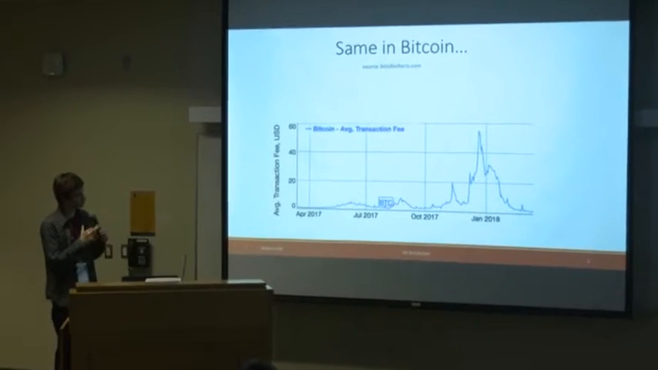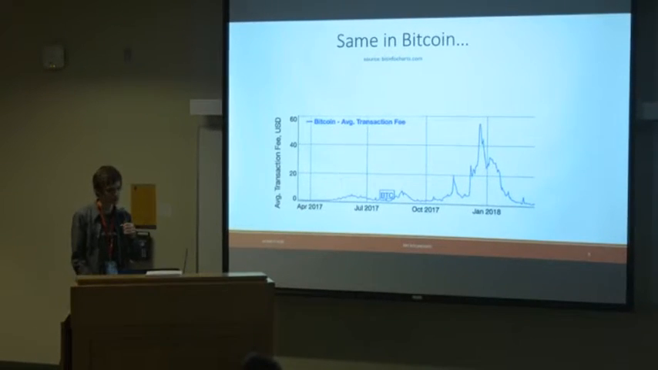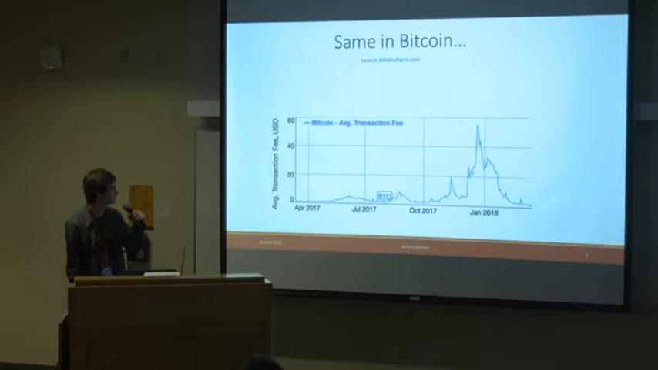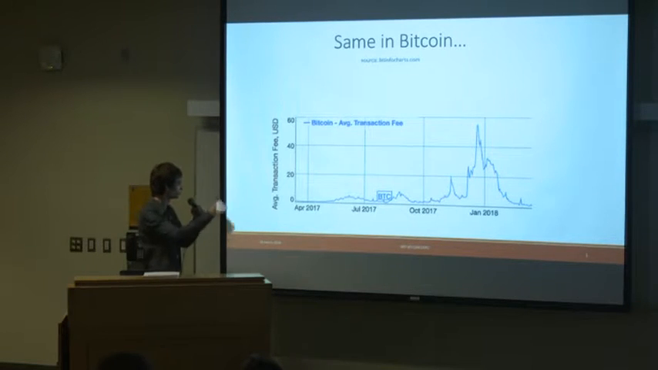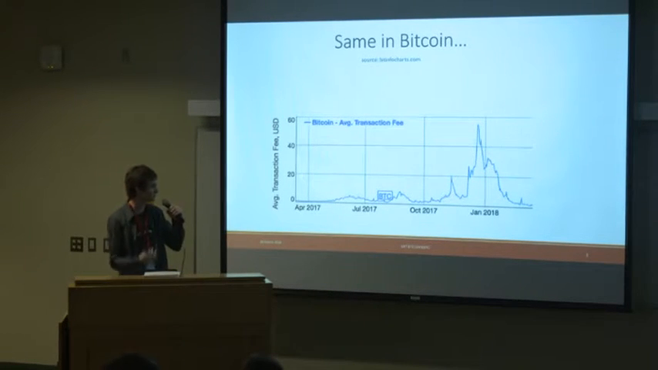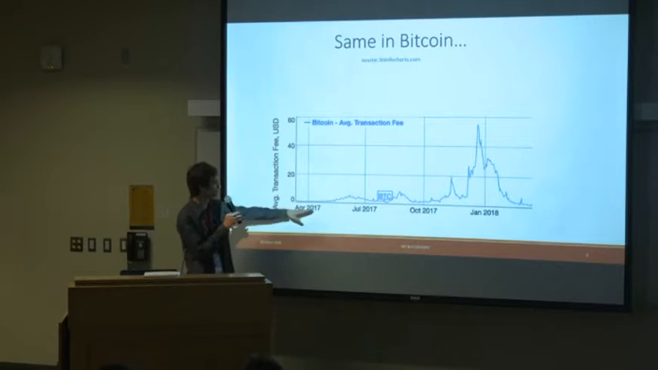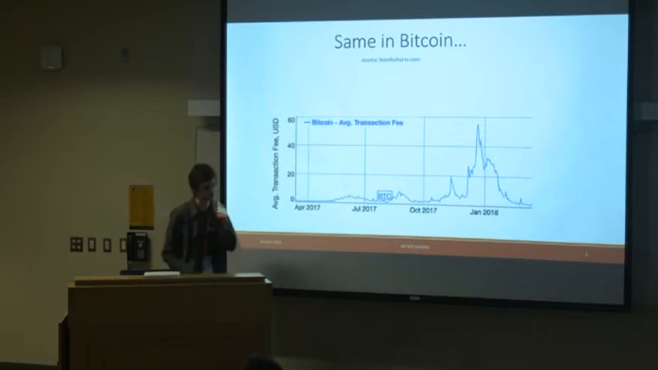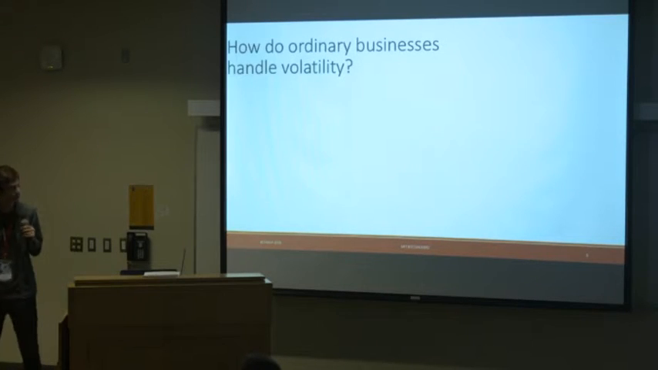And this is not unique to Ethereum. Any large cryptocurrency that has substantial demand sees these problems. So here's the graph in Bitcoin. You can see the fluctuations are actually much more severe than in Ethereum, going from almost zero fees to $60 fees at the peak of congestion earlier this year.